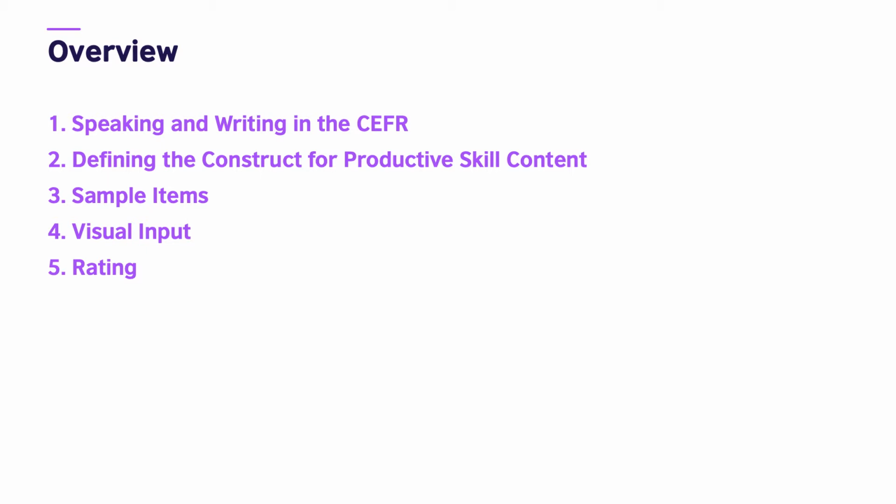items. An important feature of writing productive skill content is selecting appropriate visual input to go along with the written prompts. In part 4, therefore, we will look at how we source picture prompts. Finally, in part 5, we will look at rating and give you a brief overview of how the tasks are subsequently marked.